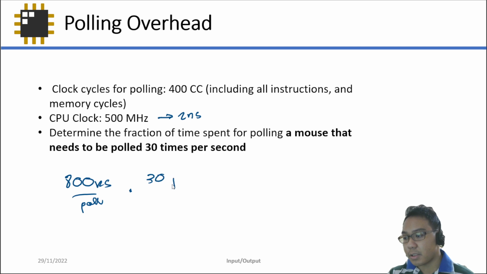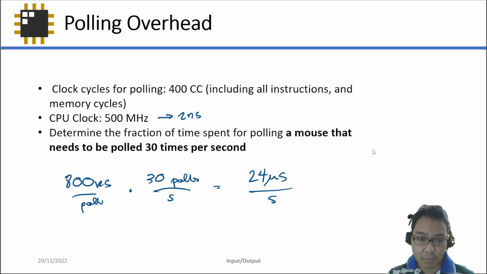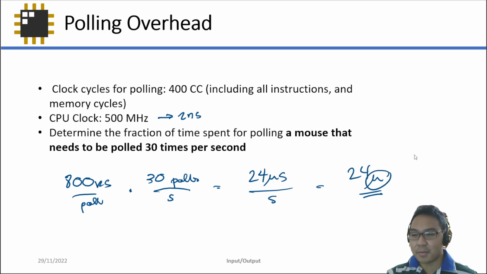Now, since we have 30 polls per second, the fraction of time we spend polling for the mouse would be around 24 microseconds per second. So the fraction would be very, very small. So 24 micro. If you want to convert that to percent, feel free. But this is the fraction in decimal form, just with the decimals offloaded as the micro subscript.